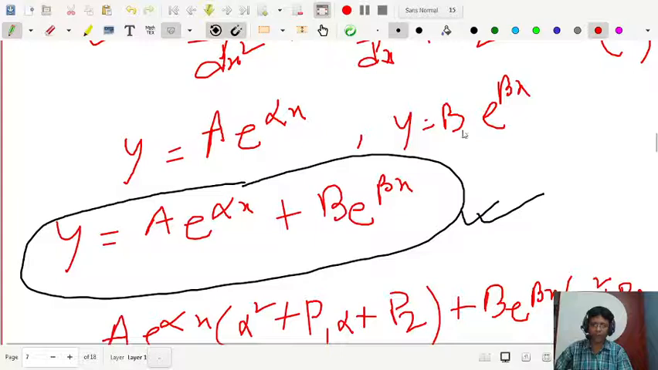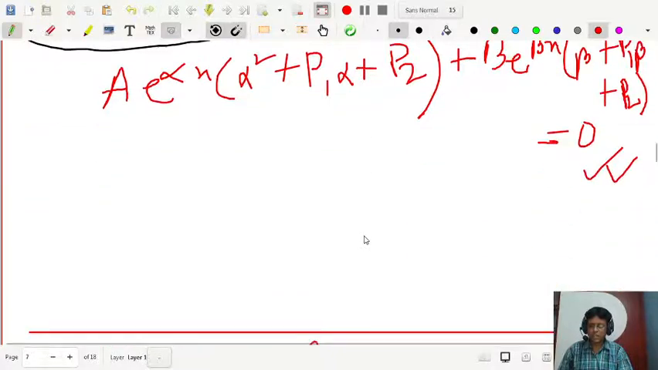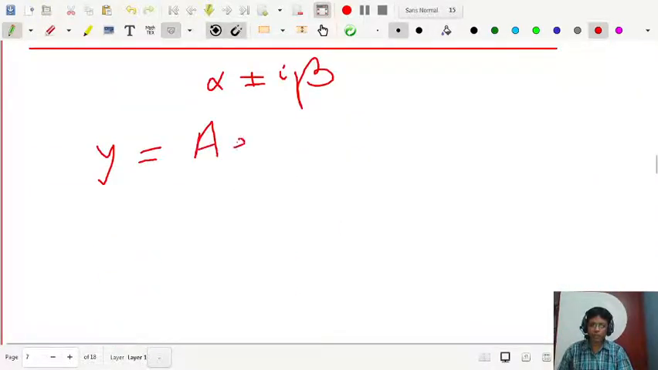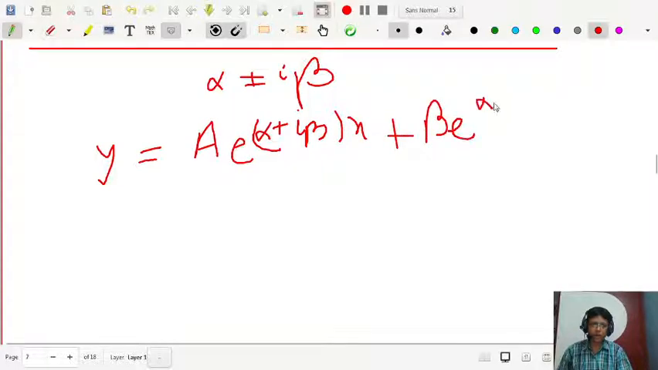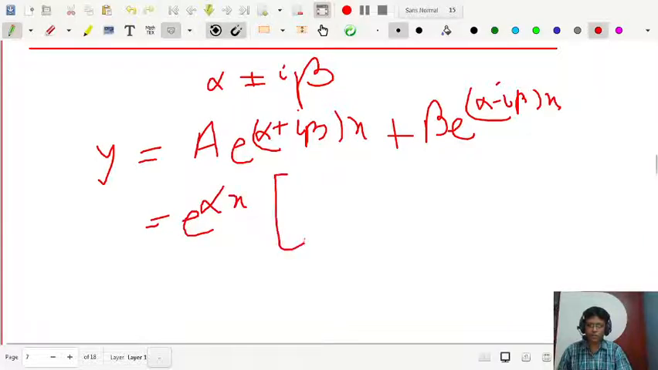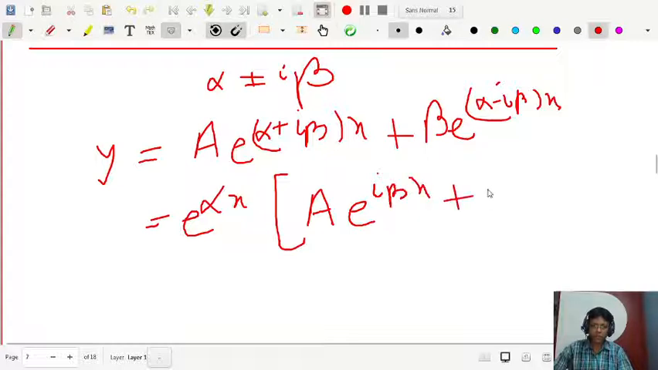knowledge, that if the roots are real and distinct, then you can write a e to the power alpha x plus b e to the power beta x. So in this form we can write a e to the power alpha plus i beta x, considering one of the roots as alpha plus i beta, plus b into e to the power alpha minus i beta into x, right? Now e to the power alpha x is a common term, so you can write e to the power alpha x into a times e to the power i beta x plus b e to the power minus i beta x, right? Okay, this is the form.